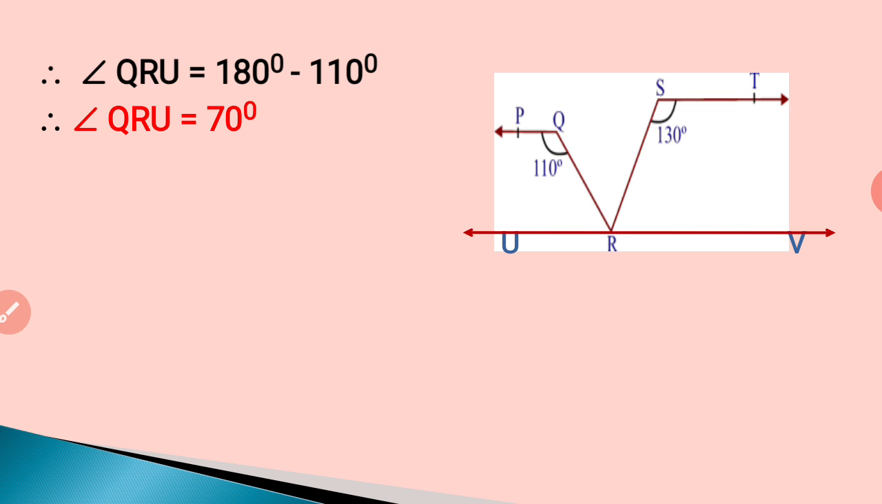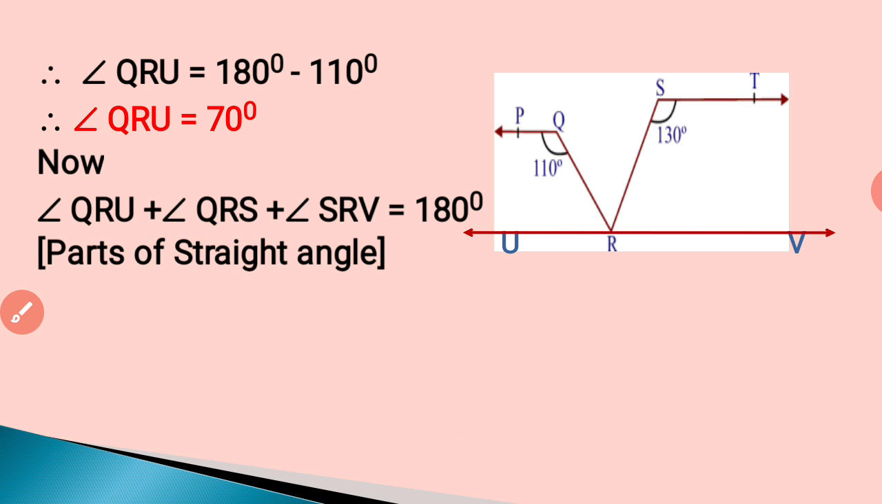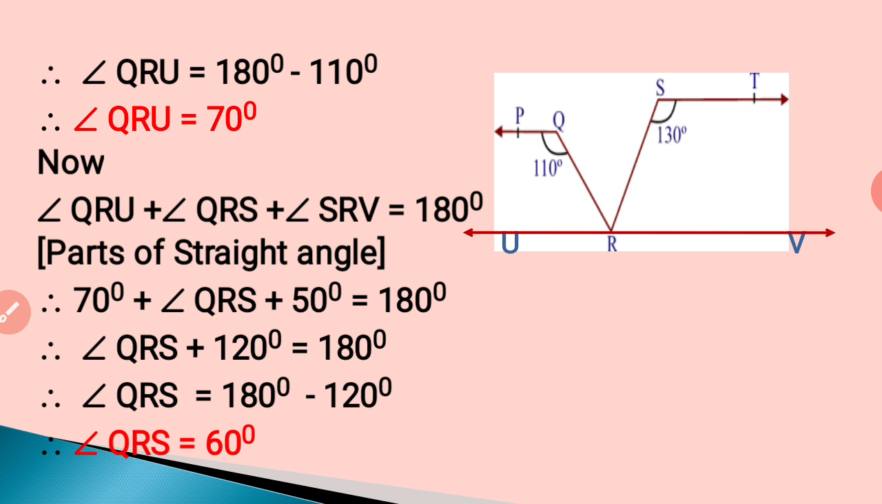Now we already know angles QRU and SRV. So we just have to find out angle QRS. We know that all the three angles, the first, second and third, add up to 180 degrees because they are angles made on the straight line UV. Out of these, two angles are known to us. So after substituting the values, we will get the value of angle QRS. In this case, it comes out to be 60 degrees.